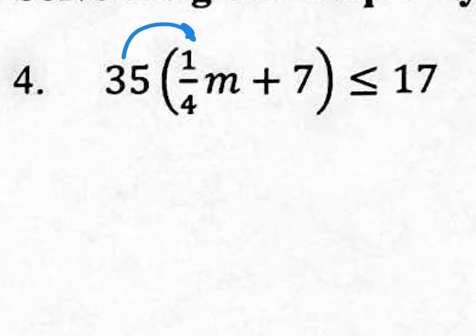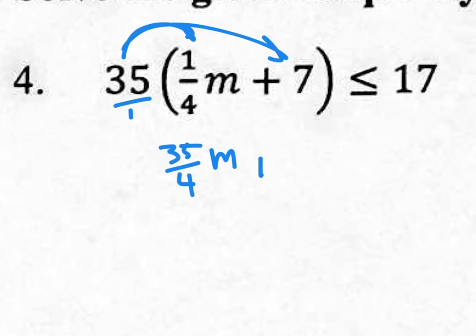Distribute. Or, you know what? Yeah, you could get rid of it, actually. You want to do that? We could get rid of it. Let's just distribute. Why not? I don't know. What do you guys want to do? Or we could do both methods. Let's distribute 35 times 1/4. That's really 35 over 1 times 1 over 4. That becomes 35 over 4 with an m. And then 35 times 7, calculator time. Somebody help me out. That's 245. And then less than or equal to 17.